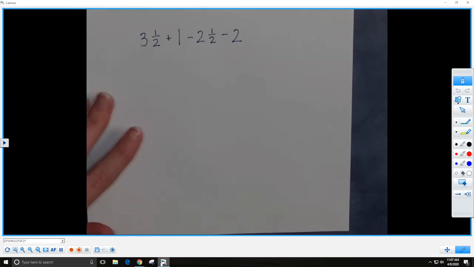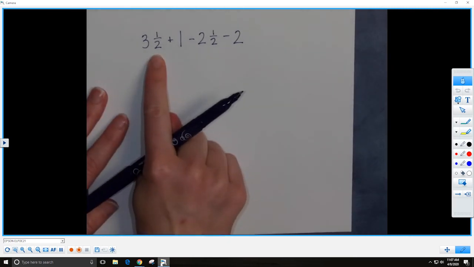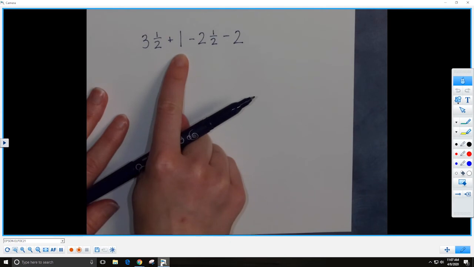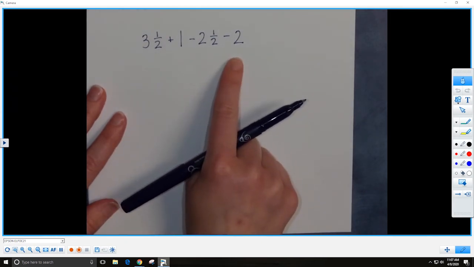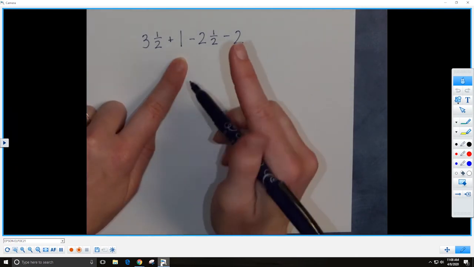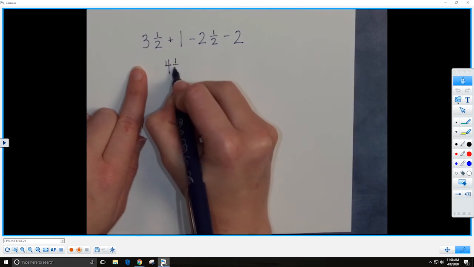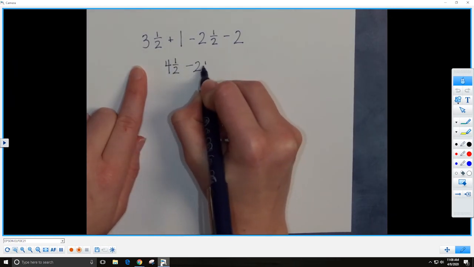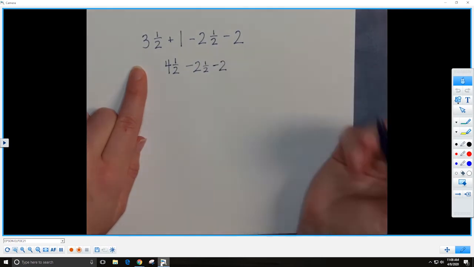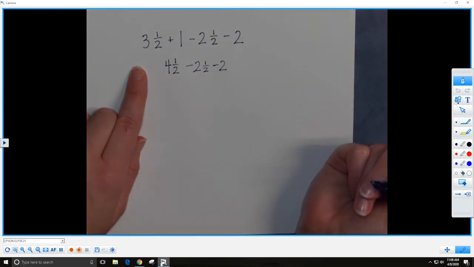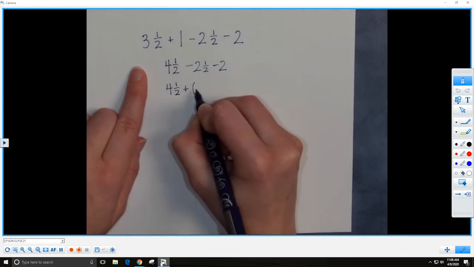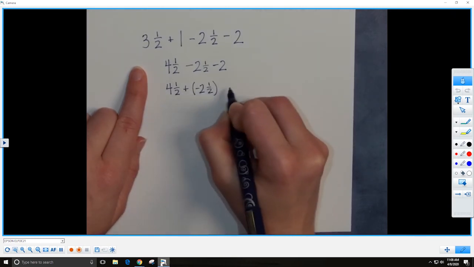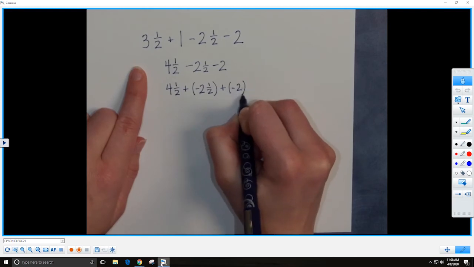Let's look at the math behind this. 3 1/2 plus 1 minus 2 1/2 minus 2. Well, 3 1/2 plus 1 is 4 1/2 minus 2 1/2 minus 2. If I go ahead and add the opposite, I'm going to have 4 1/2 plus negative 2 1/2 plus negative 2.